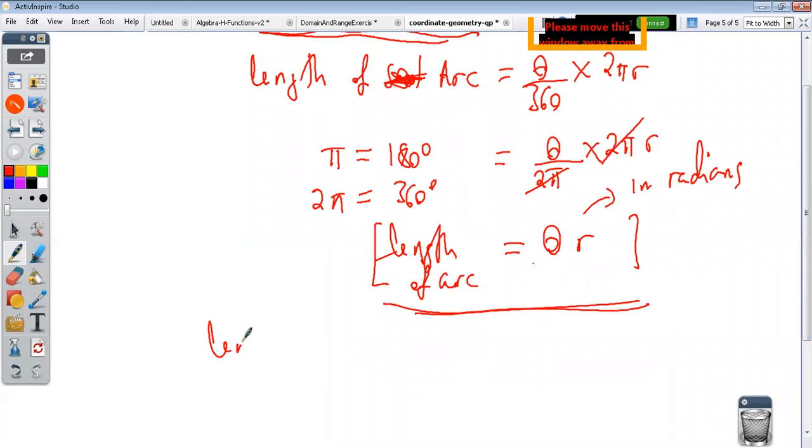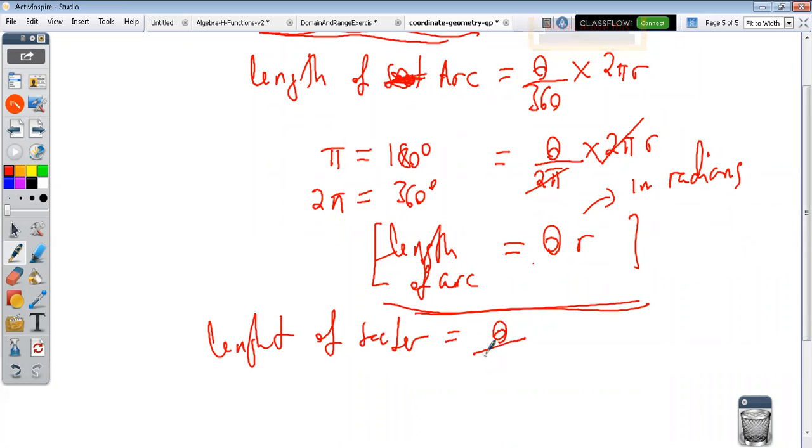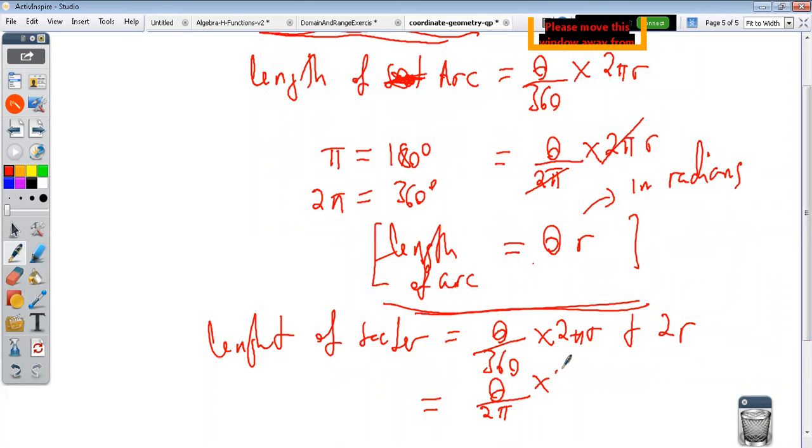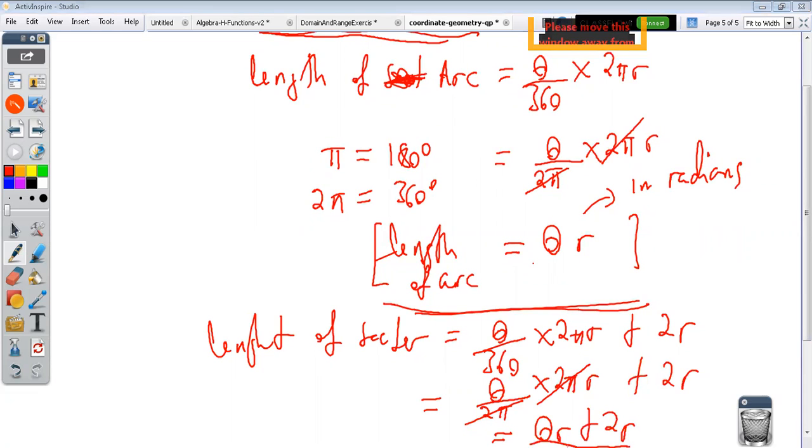Length of sector is equal to, O level, theta over 360 multiplied by 2 pi r, plus 2r. So this A level is theta over 2 pi multiplied by 2 pi r, plus 2r. This cancels, so you simply have theta r plus 2r there. Making sense? Length of a sector.